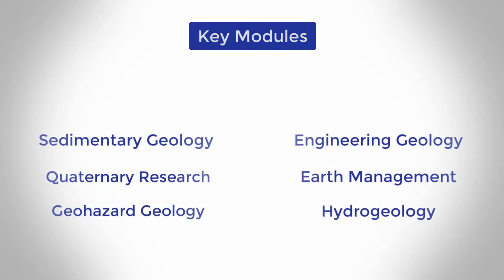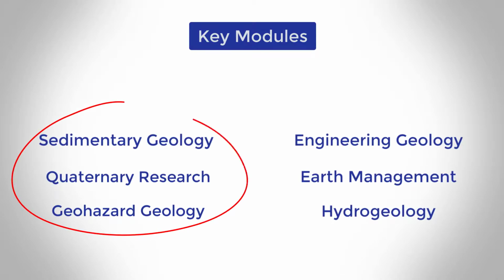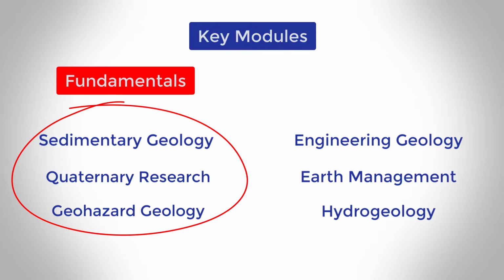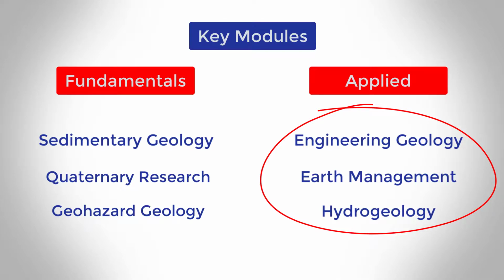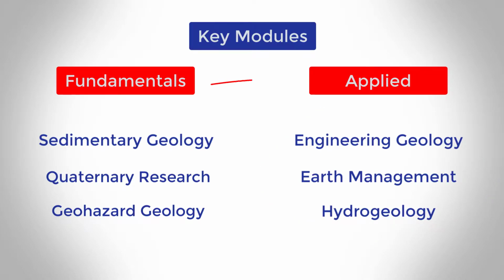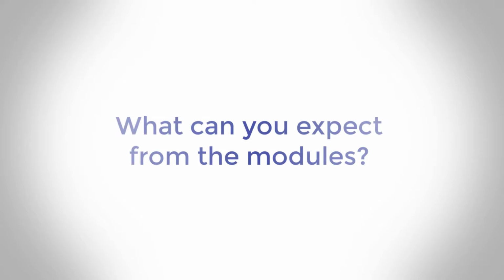There are 6 key modules in the program, which we can see here. Sedimentary geology, quaternary research, and geohazard geology are fundamental modules. They give us the core knowledge for processes, research methods, and situations in quaternary geology. Engineering geology, earth management, and hydrogeology teach the applied aspects of the program. We can use the knowledge learned from the fundamental modules and apply it to real-life situations in these modules. So, what can you expect to learn in these modules? Let's start with the fundamentals.